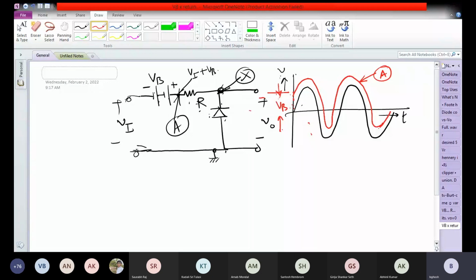So in this circuit, when the voltage at point X becomes again less than 0, the diode conducts, and it is not going to allow the voltage at point X to go below 0. So any voltage below 0 will be clipped, because the voltage at point X cannot fall below 0, and therefore the output waveform will be simple.